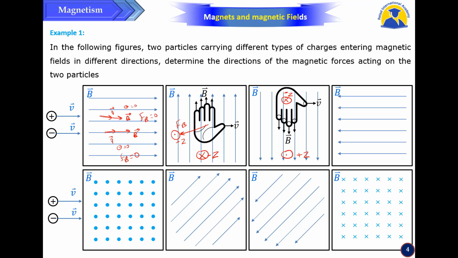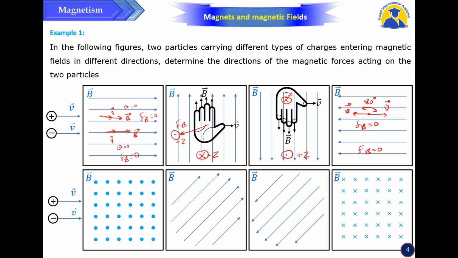For the fourth case, the direction of the magnetic field is to the left, and the direction of velocity is to the right. The angle between these two vectors is 180. Sine 180 is 0, so FB will also equal 0 because sine 180 equals 0. So here there will be no force. For the negative charge, also the same angle, so also for negative charge there will be no force.